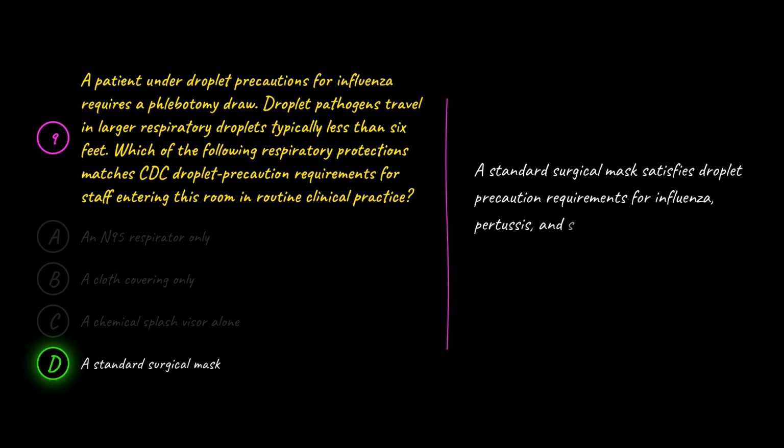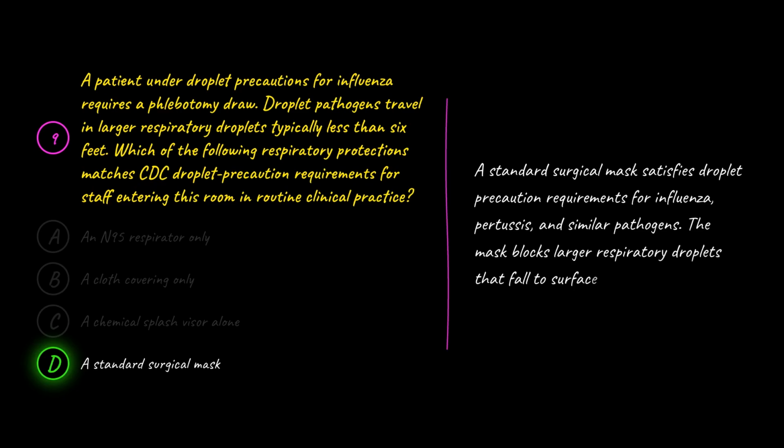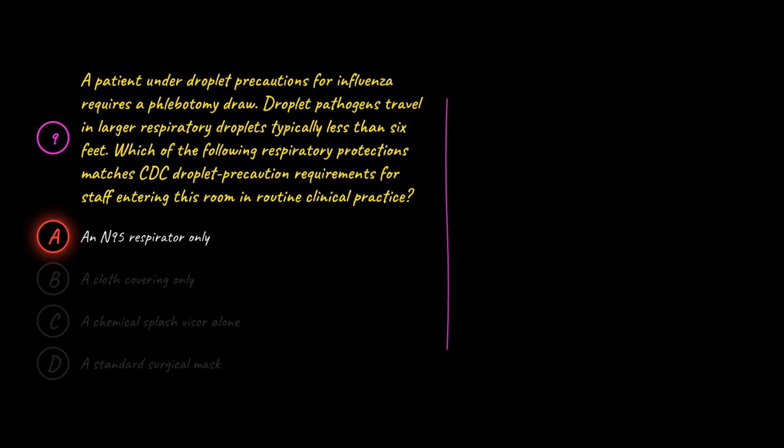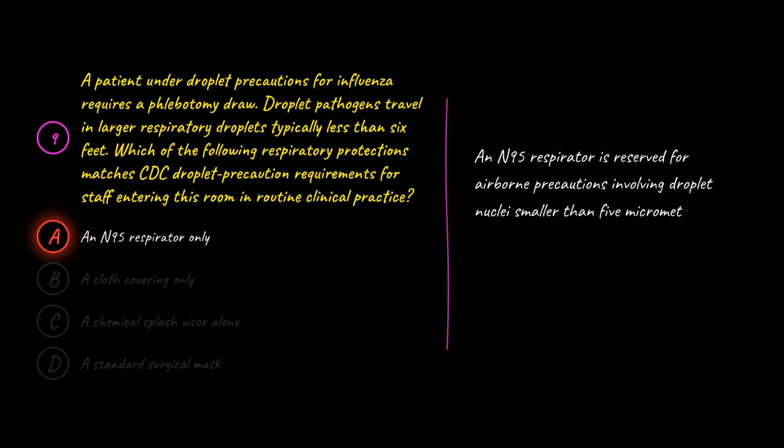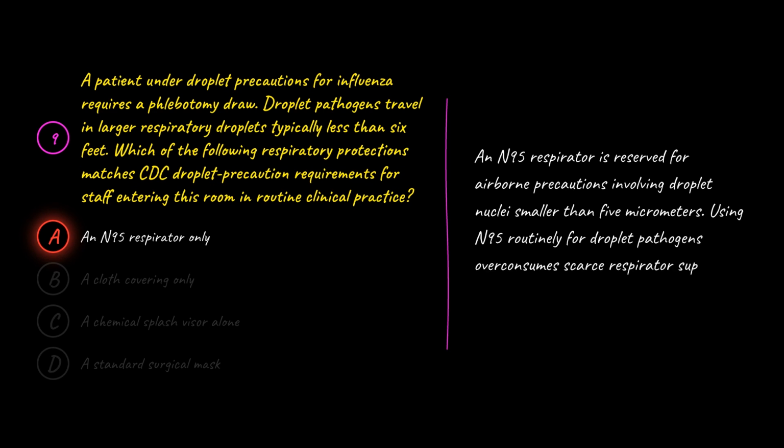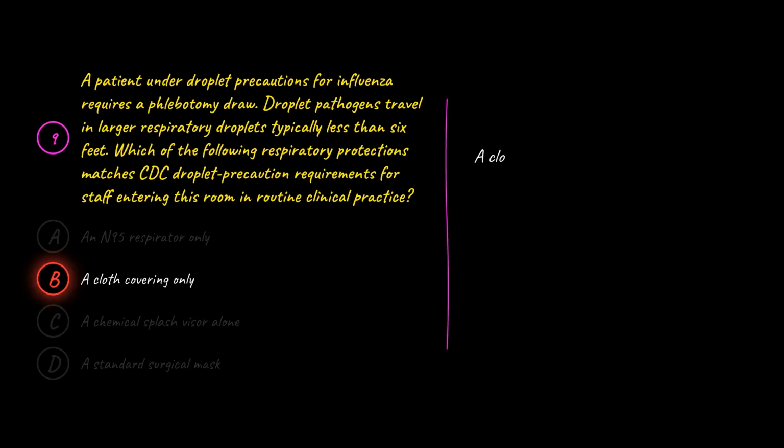similar pathogens. The mask blocks larger respiratory droplets that fall to surfaces within a few feet, which is the dominant transmission route for these agents. A is wrong because an N95 respirator is reserved for airborne precautions involving droplet nuclei smaller than 5 micrometers. Using N95 routinely for droplet pathogens overconsumes scarce respirator supply without adding benefit beyond what a surgical mask already provides reliably. B is wrong because a cloth covering offers no certified filtration claim and is not approved for droplet precautions.